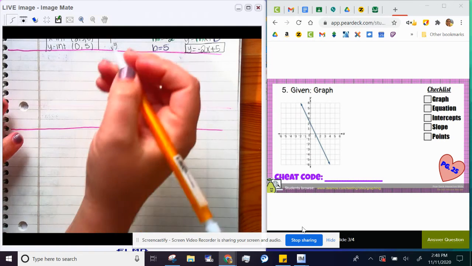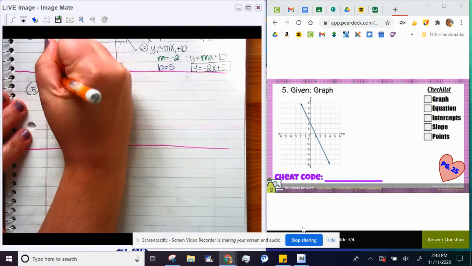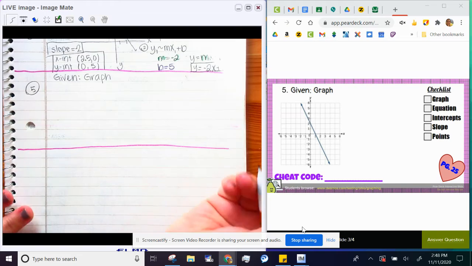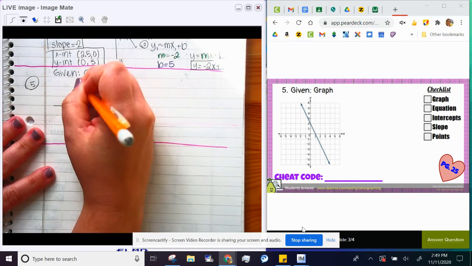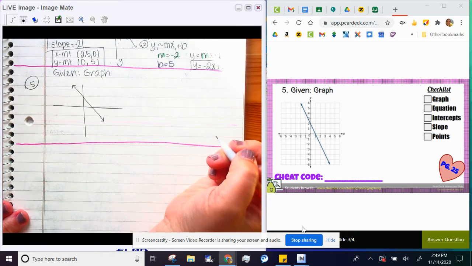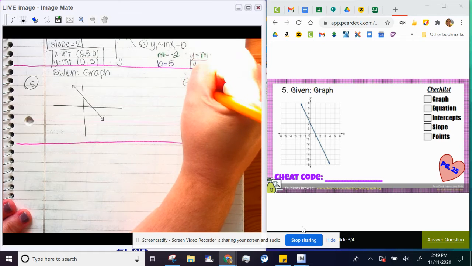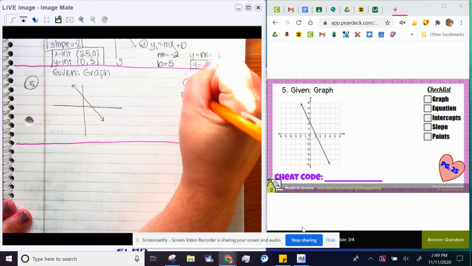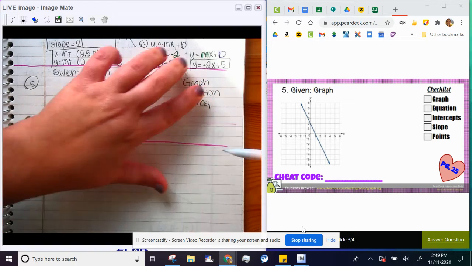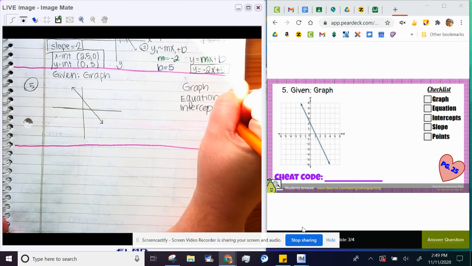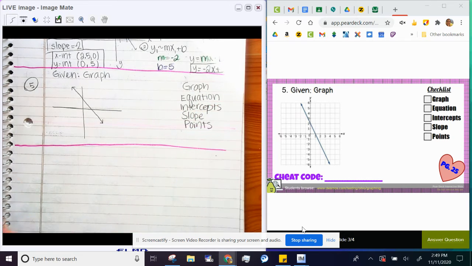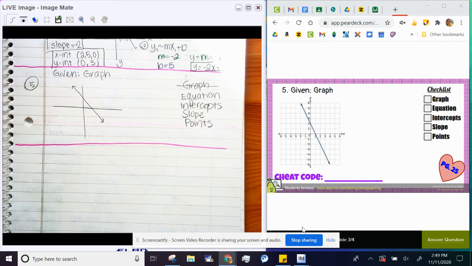Okay, so for number 5, they gave us a graph. So we were given the graph. Okay, and I'm just going to do a quick sketch of it. And it looks like it goes like that. And I know I need to find my 5 things, which are my graph, my equation, my intercepts, my slope, and points. So because this is a graph, I can mark graph off my list.